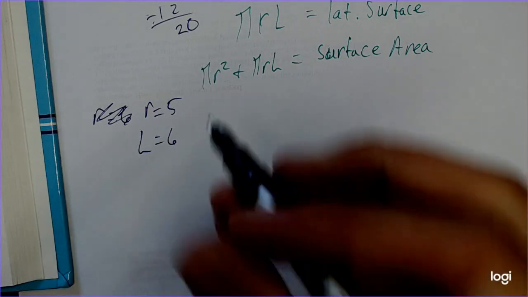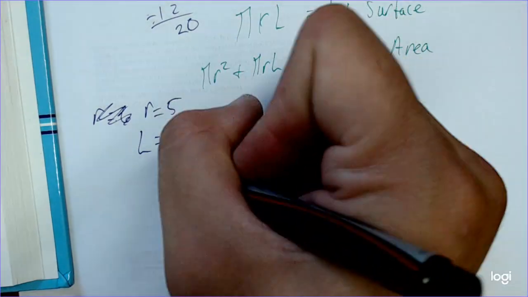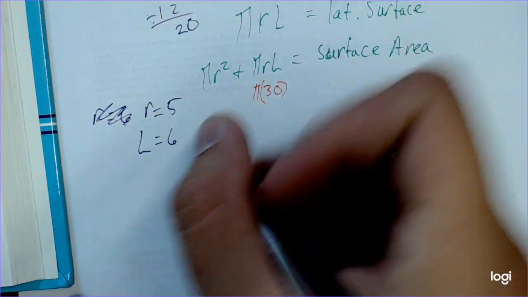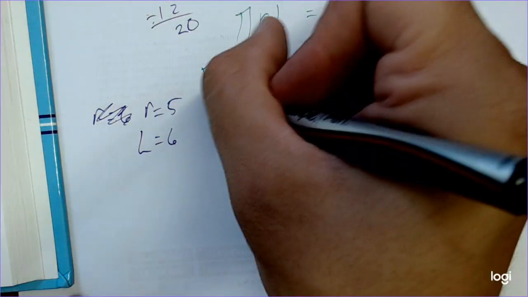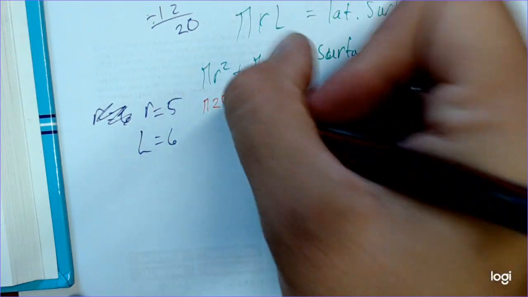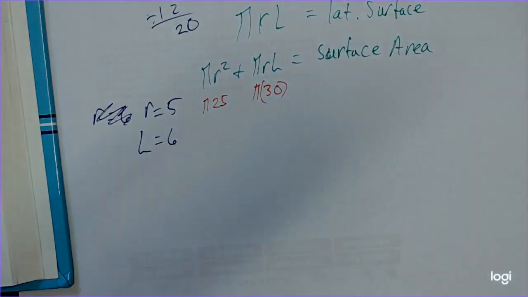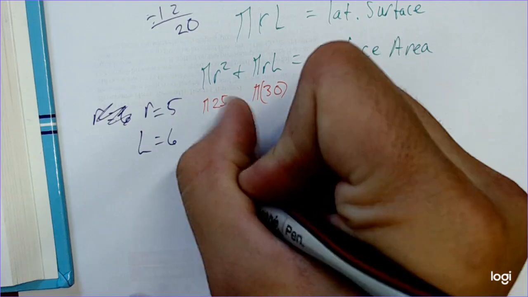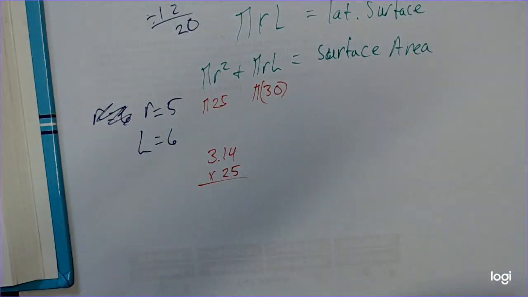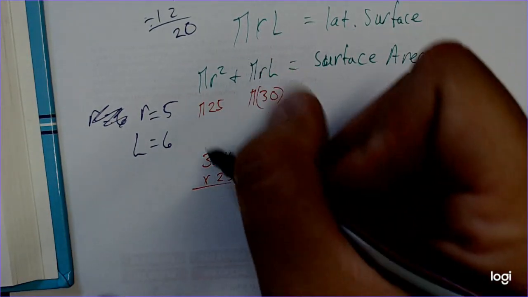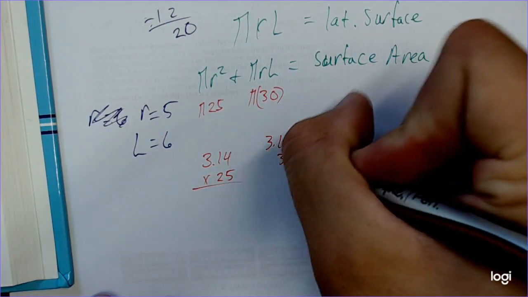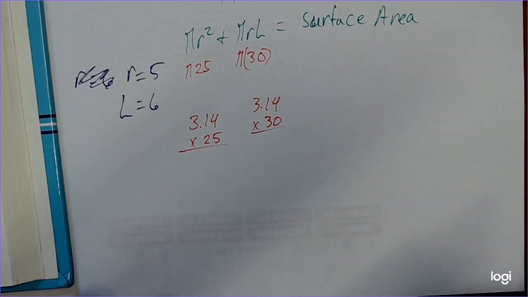If I had to do pi RL, that would be 3.14 times 5 times 6. Well, 5 times 6 is 30. So that's 30 times pi. And then r squared, 5 squared is 25. So that's 25 pi. So I've got 25 pi plus 30 pi. Okay. Let's see here. 25 times 3.14. There's a faster way to do this using some algebra rules, but I realize we're not there yet. So we're just going to multiply this times 3.14 and multiply that times 3.14. And then we'll add up the answers, and that will be my total surface area.